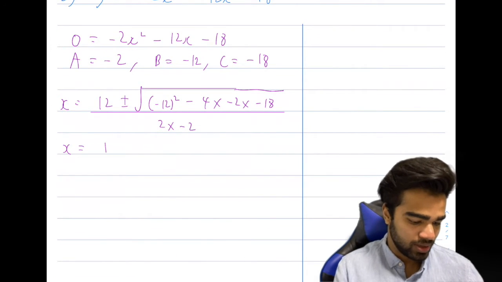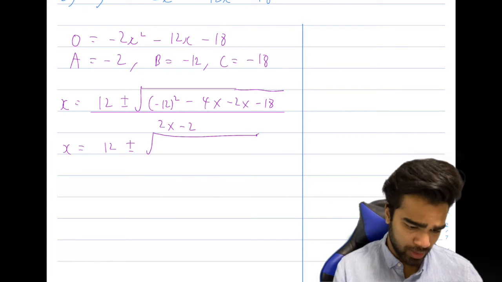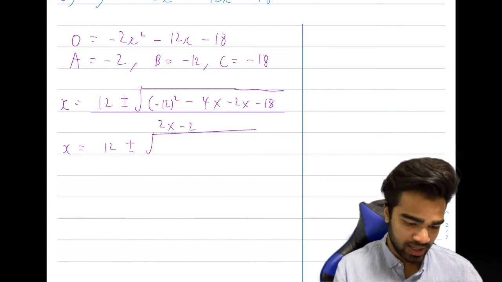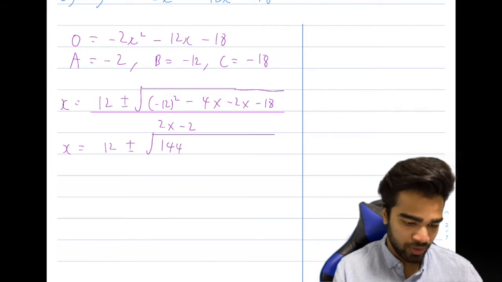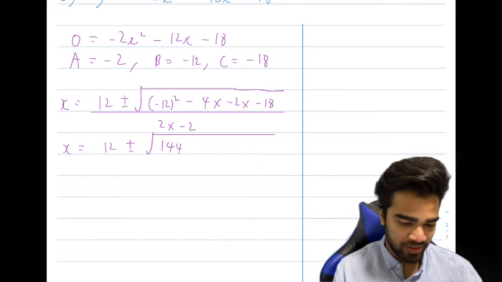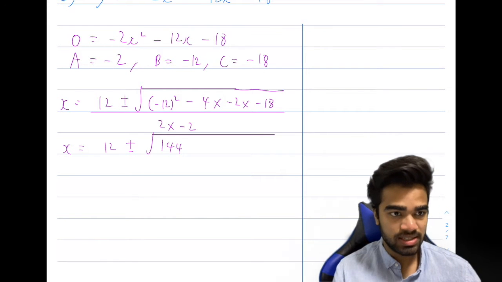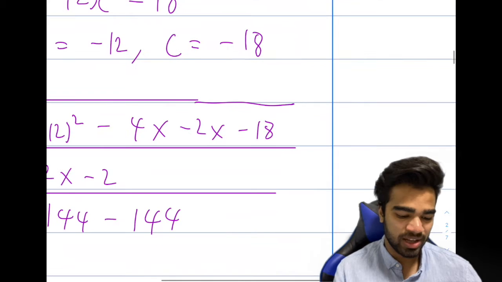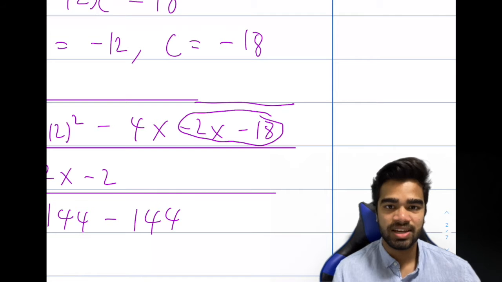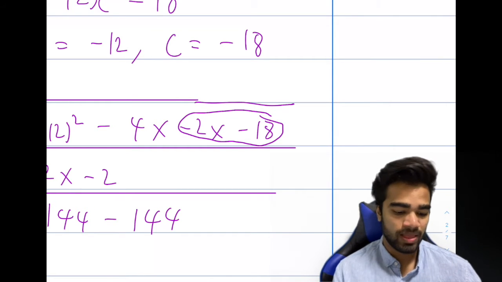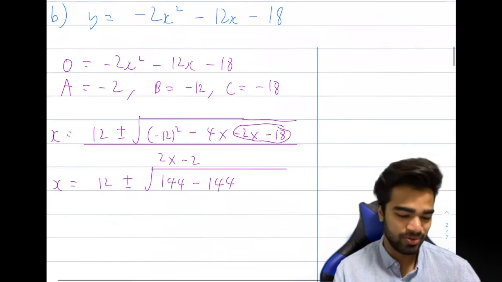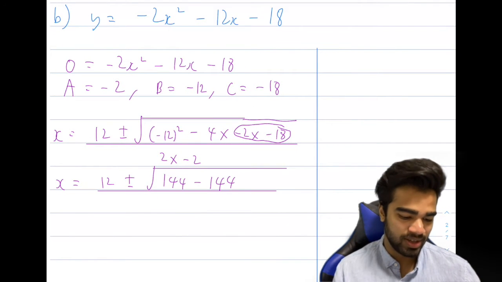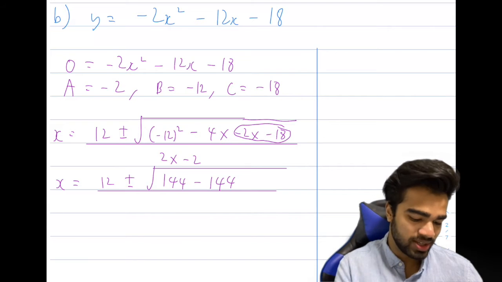Let's do it. 12 plus or minus the square root of 12 squared, which is 144, minus 4 times negative 2, which is positive 8, times negative 18, which is negative 144. If you have big numbers, what I recommend is to do the simple calculations step by step. Negative 18 times 2 is negative 36, and negative 36 times 4 is negative 144. Just do it step by step, even for massive multiplications. And 2 times negative 2 is negative 4.